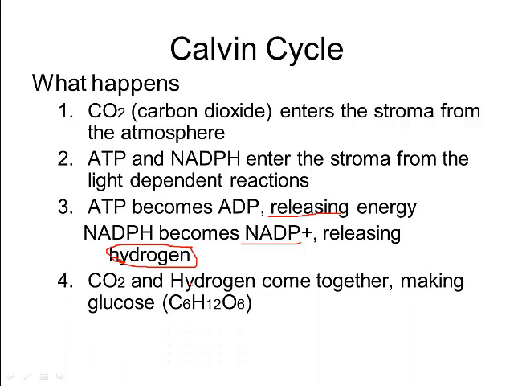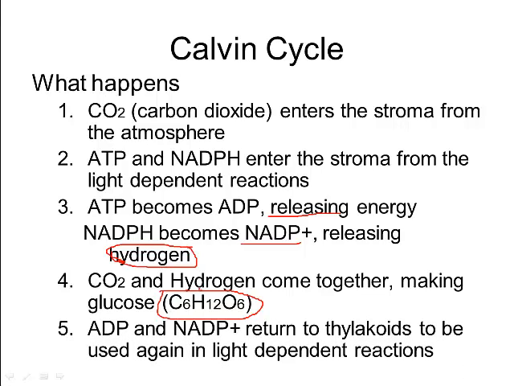So the carbon dioxide and the hydrogen are going to come together, and they're going to make our glucose molecule. And you can see our carbon, hydrogen, and oxygen that make up that glucose. Now, this whole process is much more complicated than I just made it sound. There's a lot that has to happen in here, but basically what happens within the Calvin cycle is we're going to take and combine the carbon dioxide and the oxygen together to make the sugar.